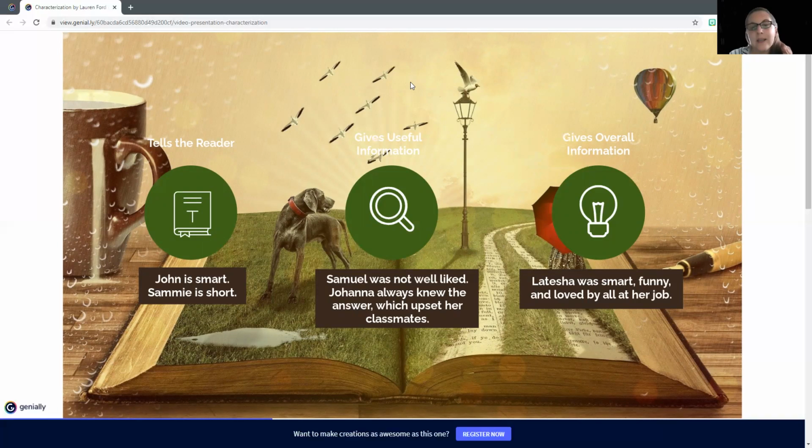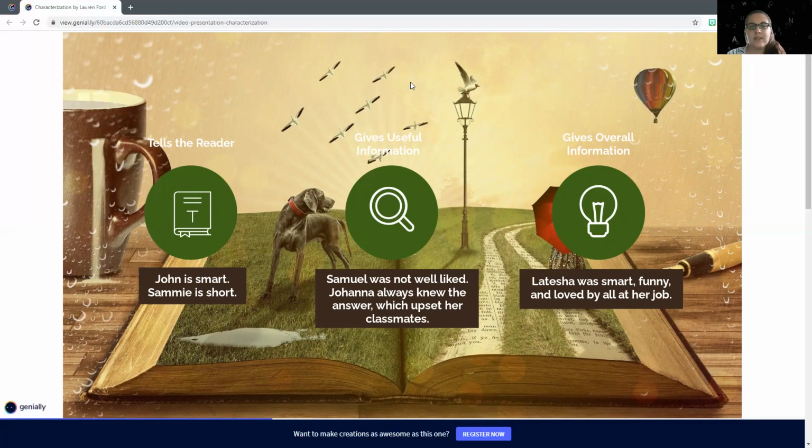Samuel is not well liked. Joanna always knew the answer, which upset her classmates. Okay, she always knew the answer. If we're talking about a classroom and we say Joanna always knew the answer, that tells us direct information about the character. She always knows the answer. And it gives us overall information about a story or about a character. Letitia was smart, funny, and loved by all at her job.